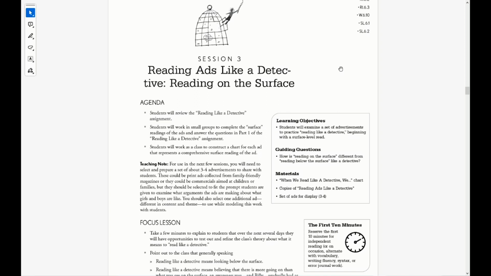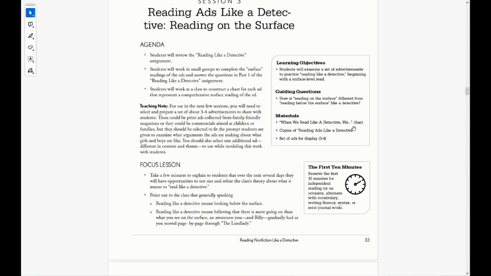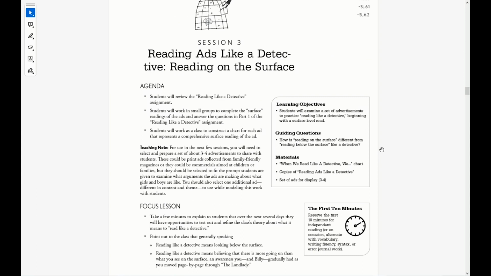Session 3 moves immediately on from the landlady. So like I said, you don't need to spend a ton of time digging really deeply into the landlady because it's a jumping off point. We're building our theory about reading like a detective from that, and then we're moving forward. And the first opportunity students get to practice this idea of reading like a detective is through a set of advertisements. Now, you will need to select some of these in advance. So you'll want to find about 3 or 4 advertisements, maybe 4 or 5, even just give yourself a few more to work with.